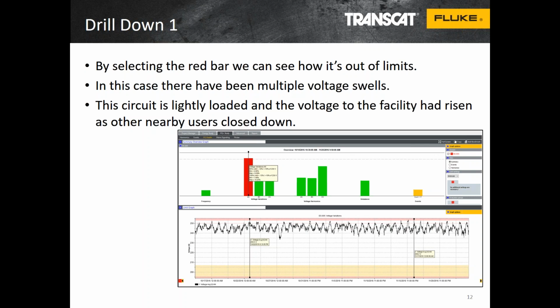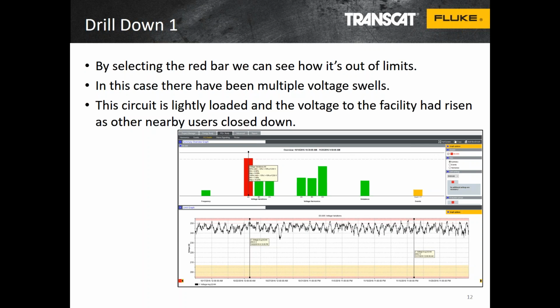Now that tallies with what we saw previously, because we saw that phase A was the least loaded phase. So the other phases were more heavily loaded, so the voltage on those circuits wasn't going beyond the limit. And if we were to look at phase C, for example, we'd probably see that that was well within the limit, because it's quite well loaded. So by drilling down into the information, we can take this information and use it as part of the story.